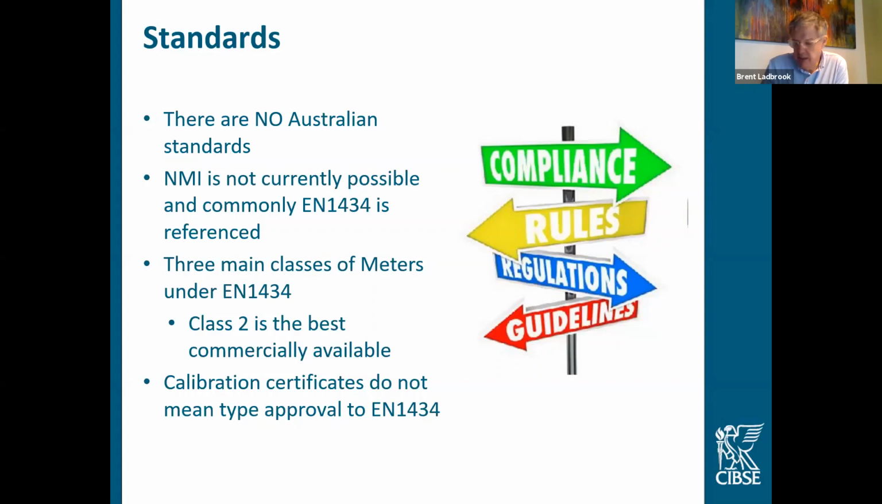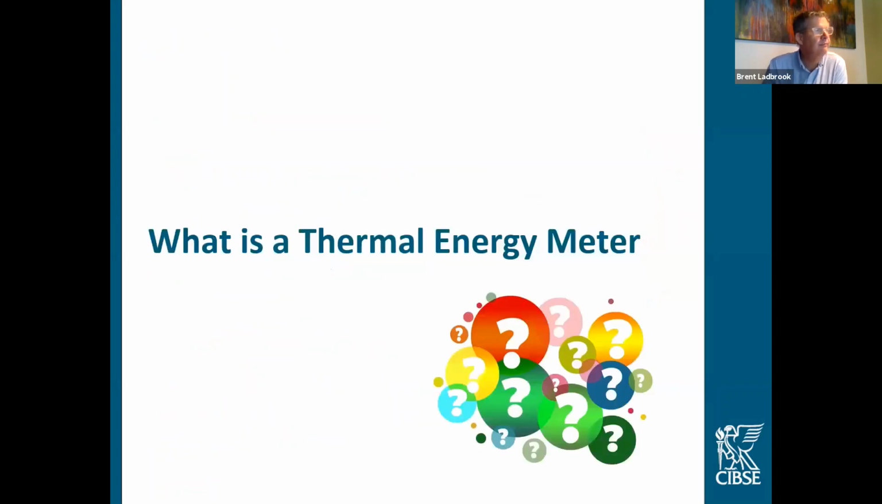Some meters will come with calibration certificates. It does not mean that they are approved to EN 1434. It just means they have a calibration certificate. It may not meet what you're after or any specification. Other standards exist. Some of these are specific to various countries. So MID, OIML, depending on which country you are in Europe as to which metering directive, the MID, might be specified. Here, of course, we don't have anything, although we will talk about a few things as we go through. Okay, so that's covered standards.